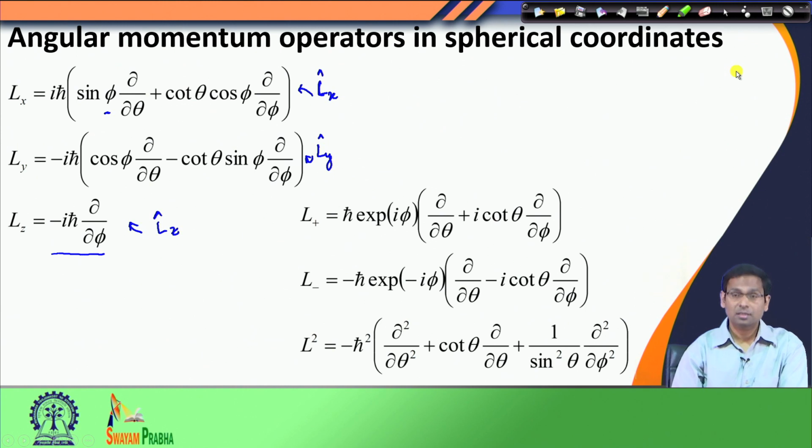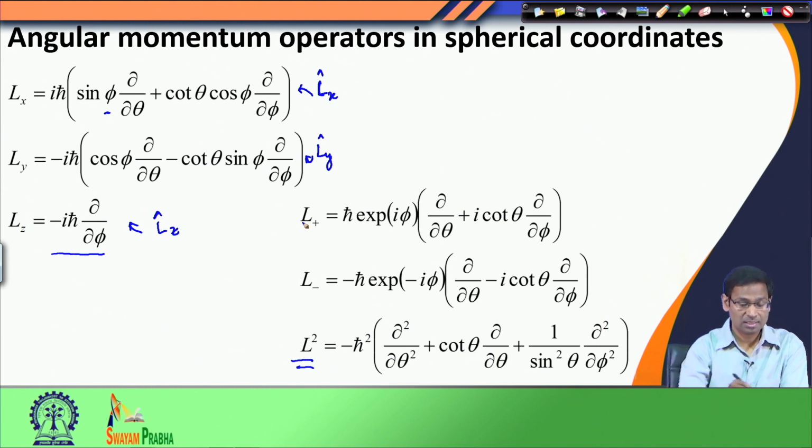Additionally, we can also see the other operators we had defined. For example, the L square operator has d square by d theta square, d square by d phi square, and d by d theta. So, this is the form of the L square operator in spherical coordinates, and these are the forms of the L plus and L minus operators in spherical coordinates. So, you see that L square depends both on theta and phi, whereas Lz depends only on phi. We will keep this in mind because in our next discussion we will use this argument. These are the definitions of the operators in spherical coordinates.